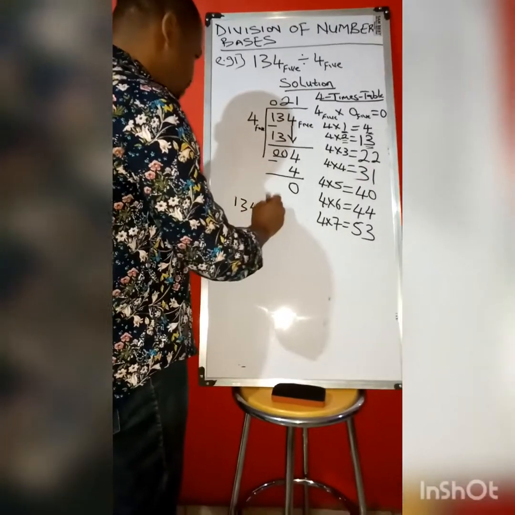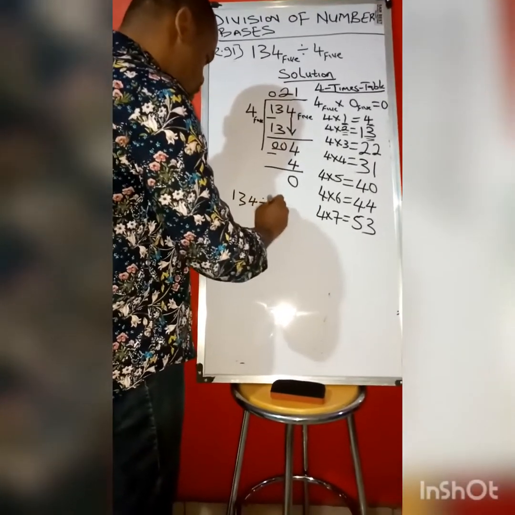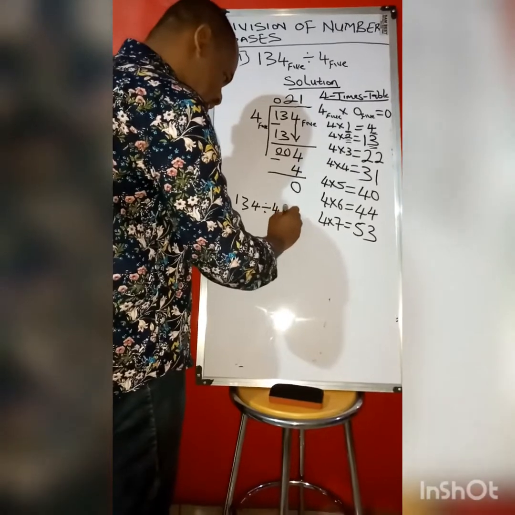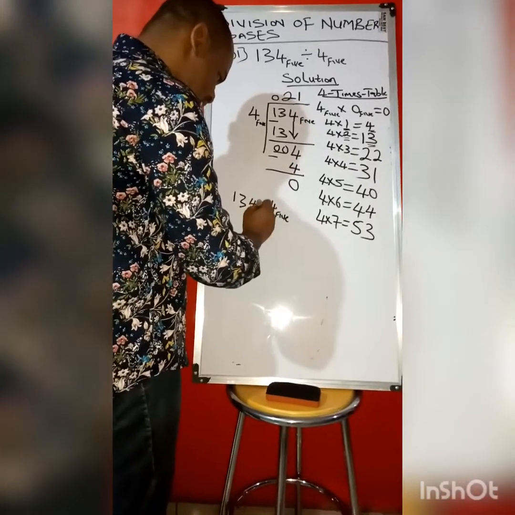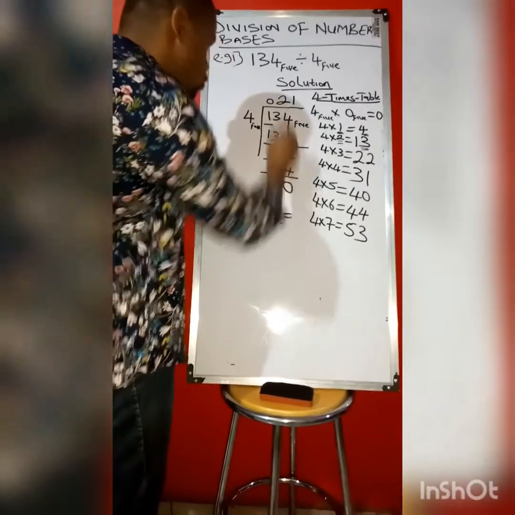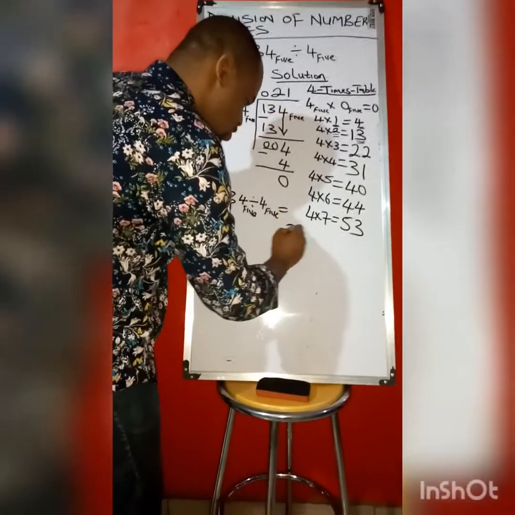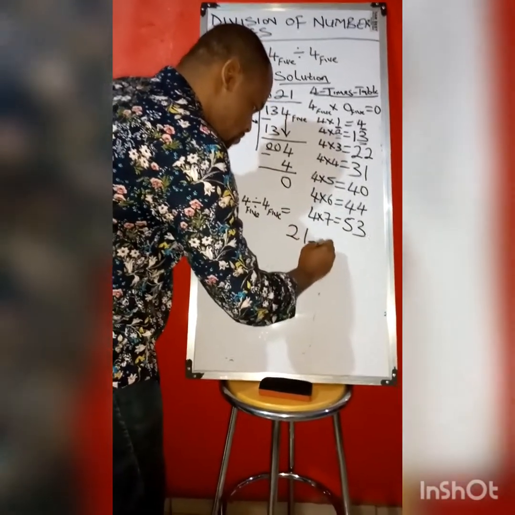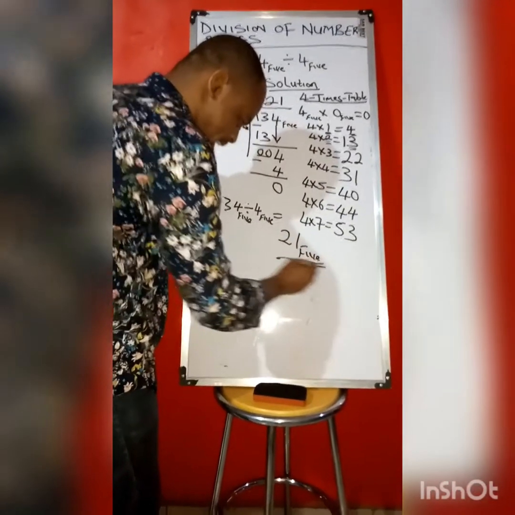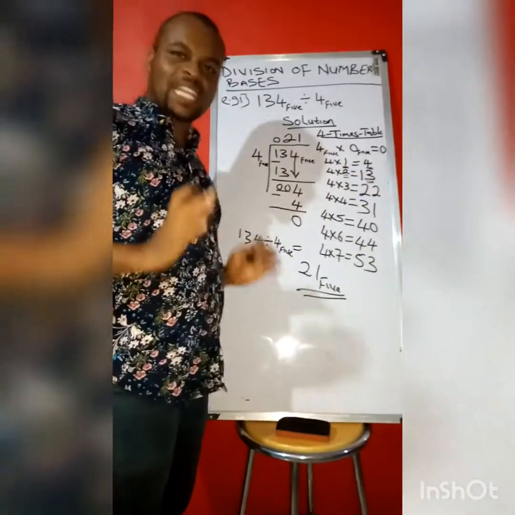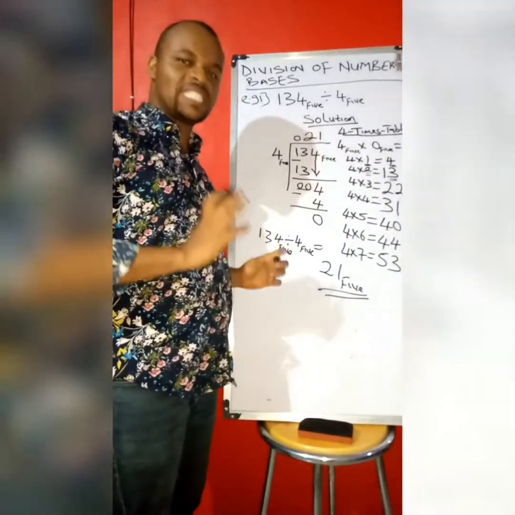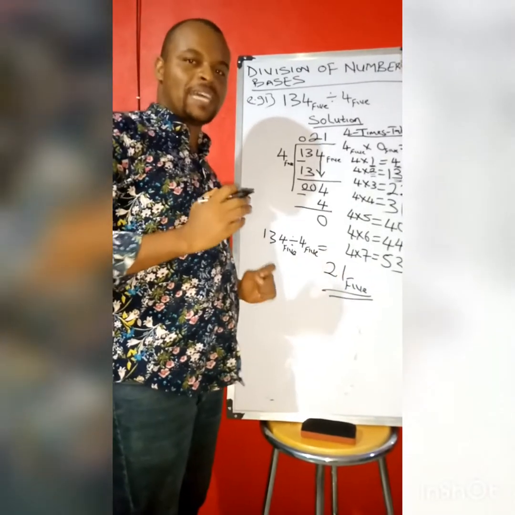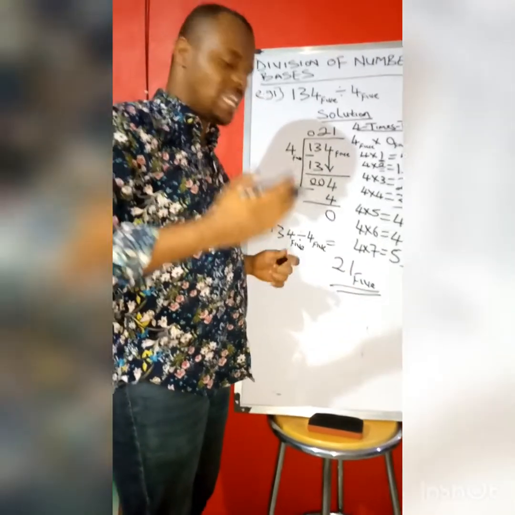134 divided by 4 in base 5, don't forget, we are working in base 5, is equal to what? 21 in base 5. I hope this is clear enough. We are going to take another example to make it even clearer.